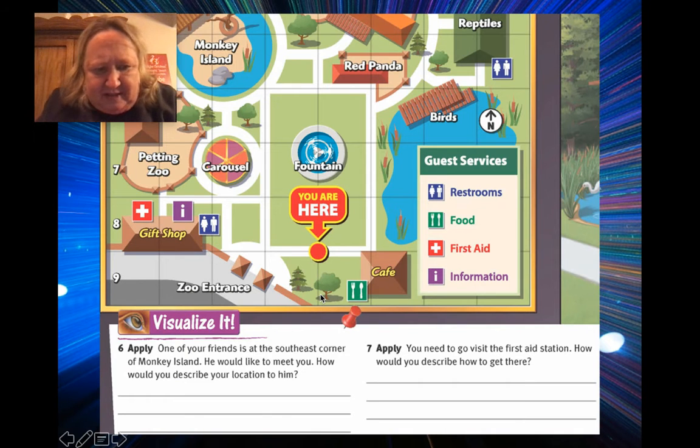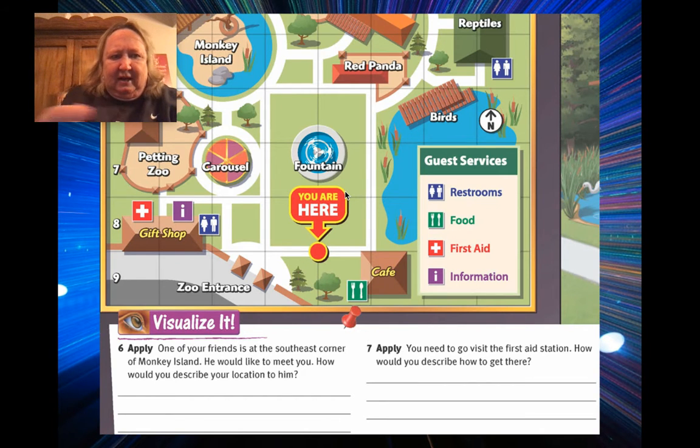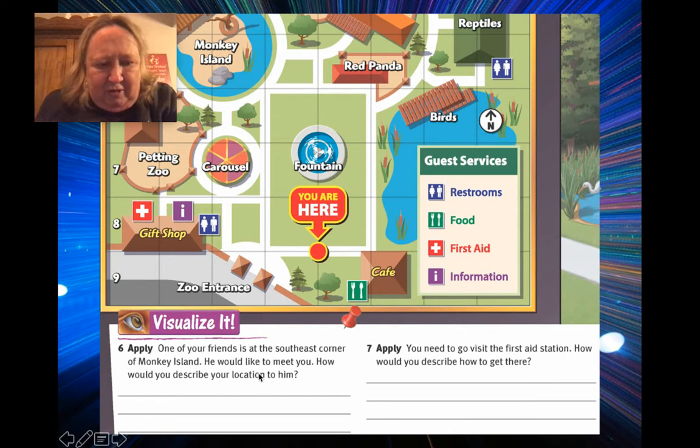So now let's look at this. This is a much better activity. One of your friends is at the southeast. Hopefully you know your directions. North is at the top of the page, south at the bottom, east is to the right of north and west is to the left of north. One of your friends is at the southeast of Monkey Island. He would like to meet you. How would you describe your location to him?